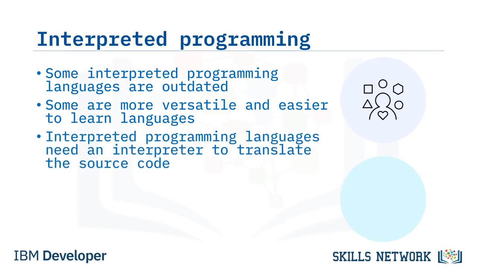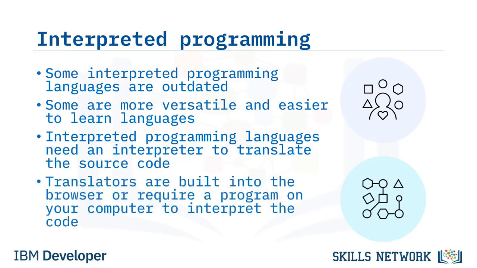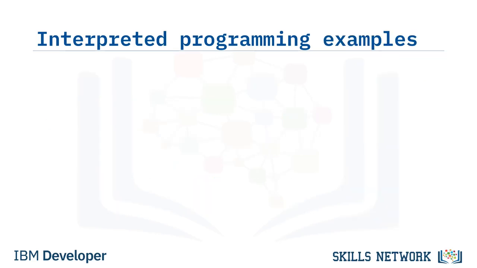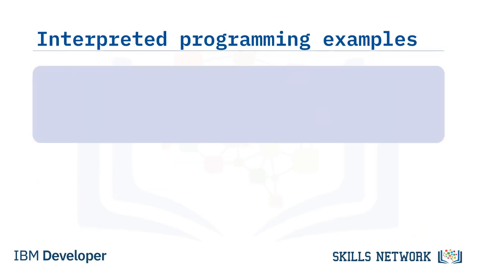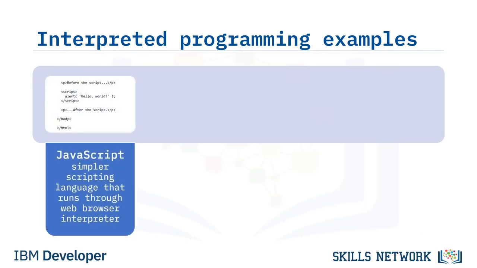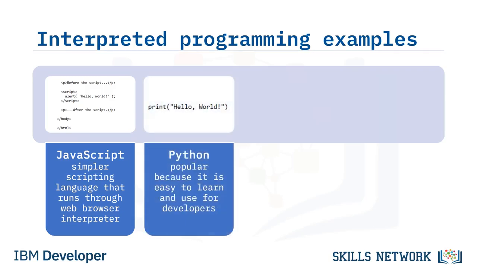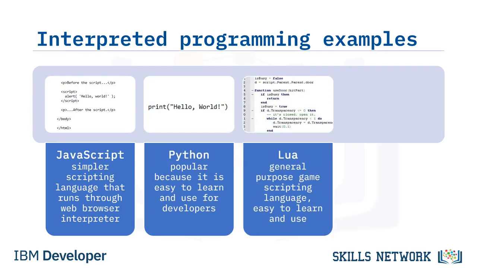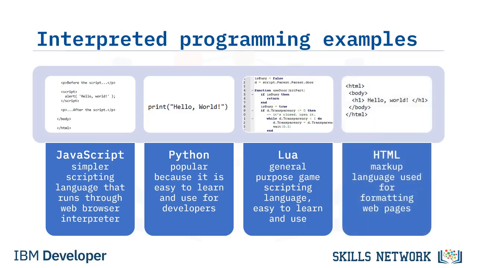All interpreted programming languages need an interpreter to translate the source code. Translators are built into your web browser, or they require a program on your computer to translate the code. Several different interpreted programming languages exist. Some examples of common interpreted programming language types are JavaScript, a simpler scripting language that runs through the web browser interpreter. Python, a language that is popular because it is easy to learn and use for developers. Lua, a general-purpose, lightweight game scripting language that is easy to learn and use. And HTML, a markup language used for formatting web pages.